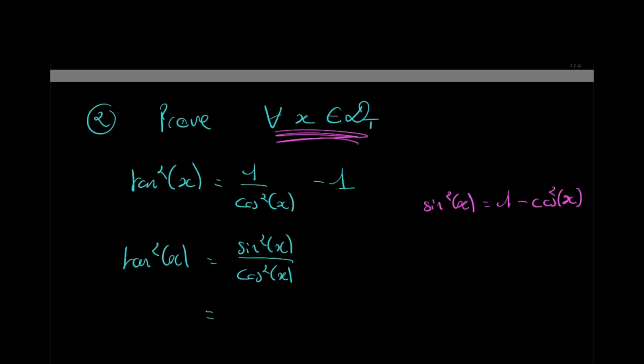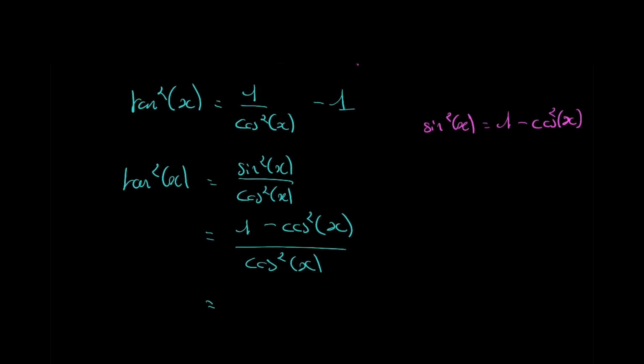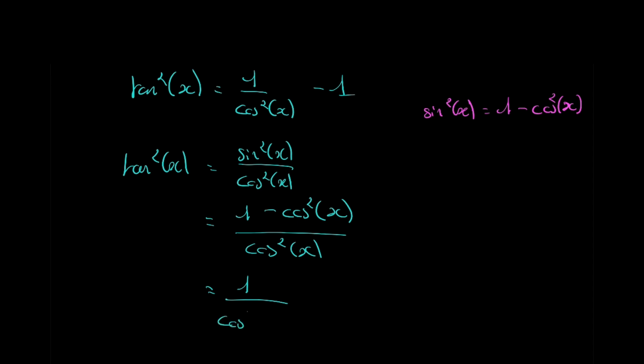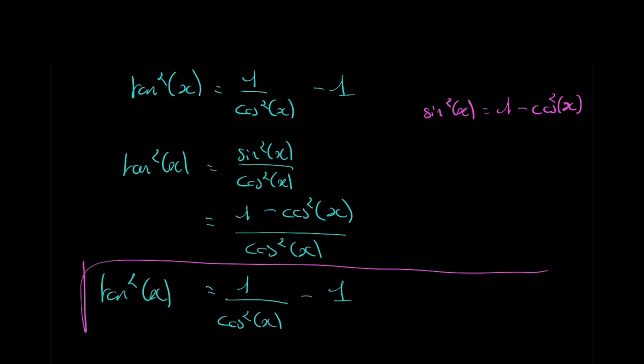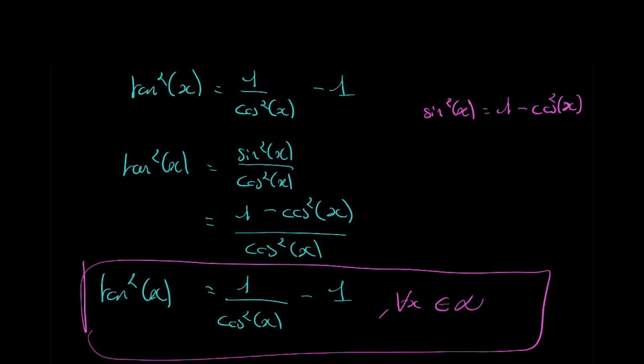So this thing is equal, let's write it down again, to 1 minus cosinus squared of x over cos squared of x. And this is equal, if I simplify, to 1 over cos squared of x minus 1. And we have solved our exercise by finding the right equality. And so we still give the domain of equality: for all x in D tan, the domain of the tangent. We have solved the whole exercise.